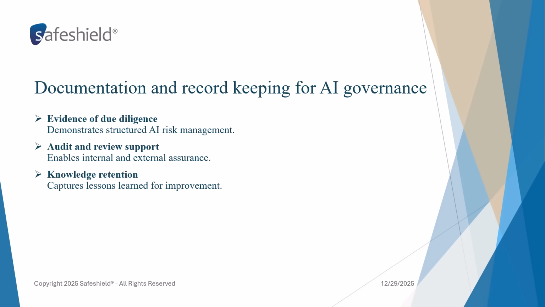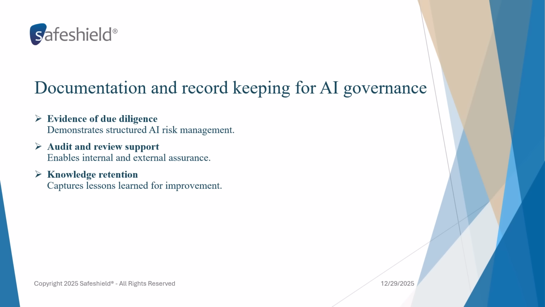The framework emphasizes proportionality. Documentation practices should reflect the risk level and potential impact of the AI system. High-impact or high-risk systems require more detailed and formal records, while lower-risk applications may rely on lighter documentation. Excessive documentation can create unnecessary burden, while insufficient documentation undermines accountability and auditability.